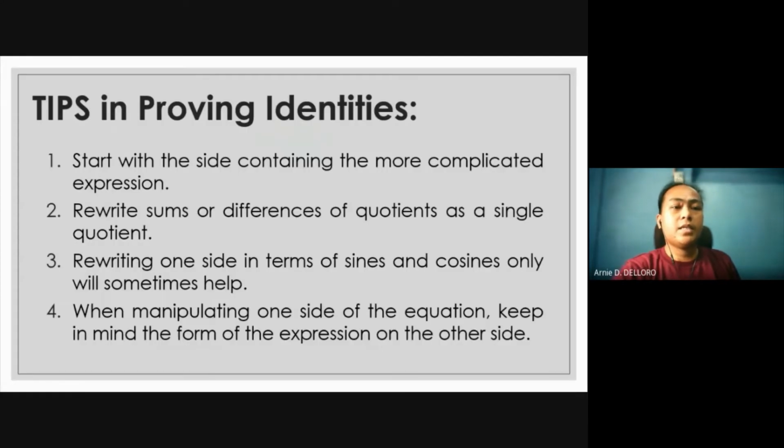Okay? Sige, let's have some examples. Before pala the examples, there are actually tips in proving identity. So, tips lang naman siya. Okay? So, start with the side containing the more complicated expression. So, ito din yung ginagawa ko. Then, rewrite sums or differences of quotients as a single quotient. Okay? So, ang idea, pag-isahin mo lang. Pag-isahin mo as one fraction yung mga trigonometric identities or functions.